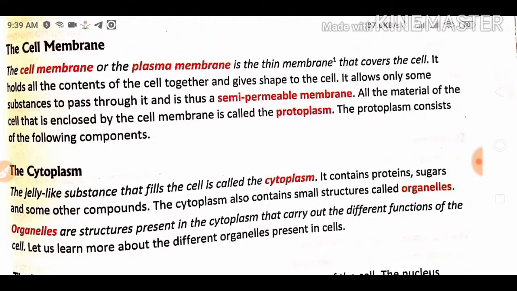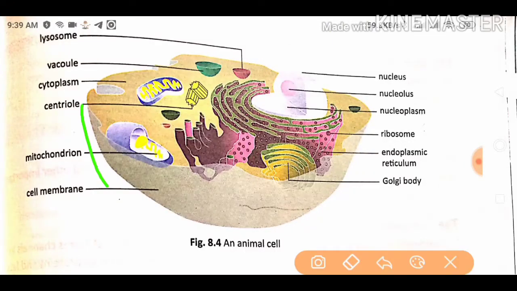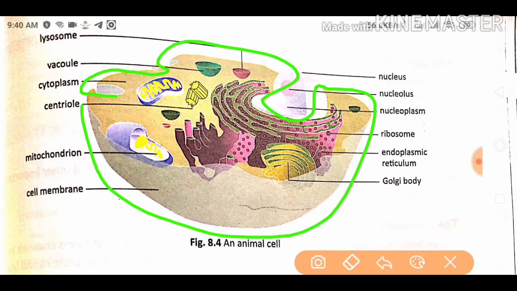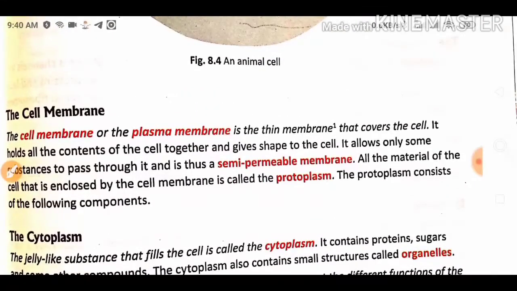So the cell membrane or the plasma membrane is the thin membrane that covers the cell. You can see here that this cell membrane covers the cell. This is a protective covering outside an animal cell. It allows only some substances to pass through it, and thus it is semi-permeable. It is called semi-permeable because it allows only some substances to pass through it.